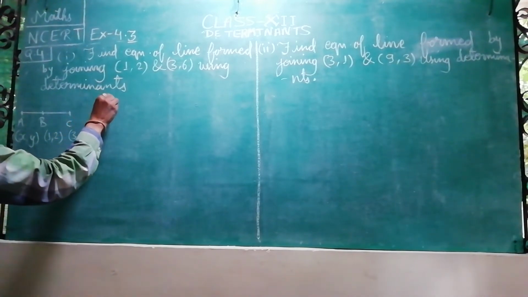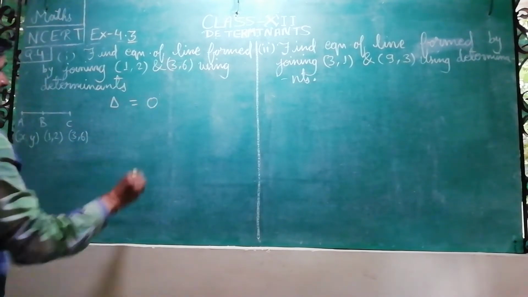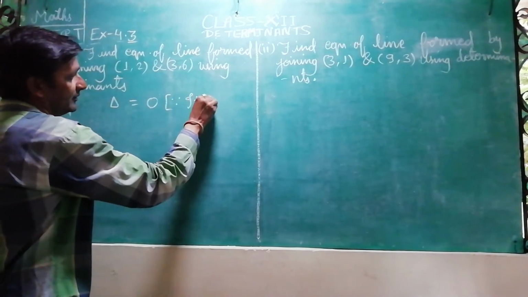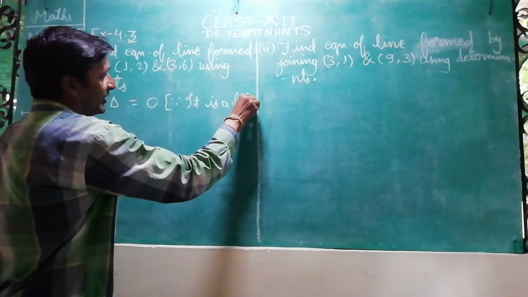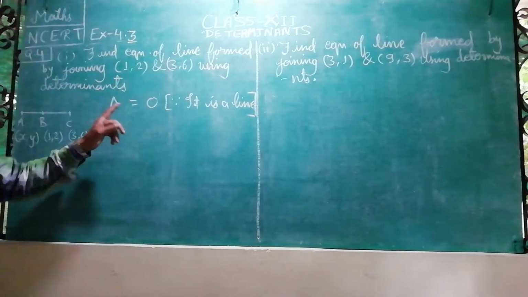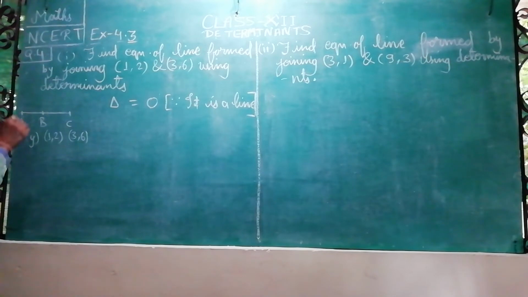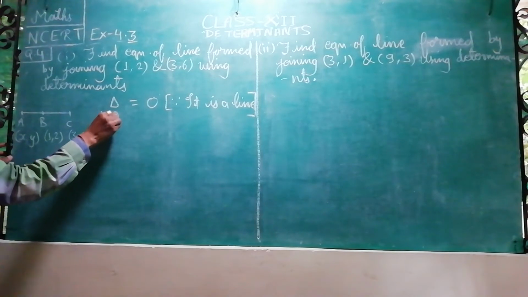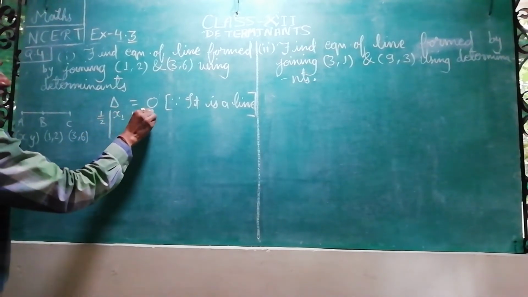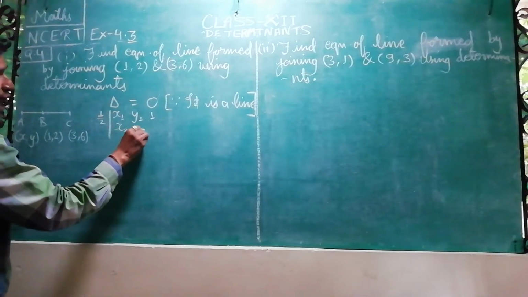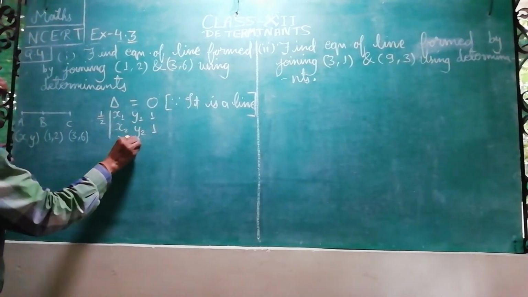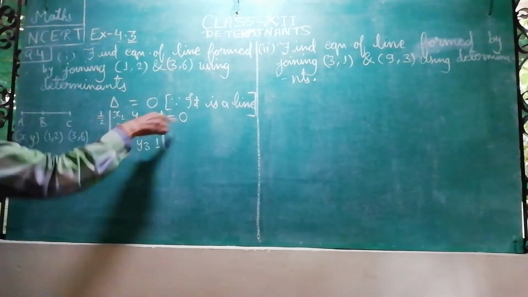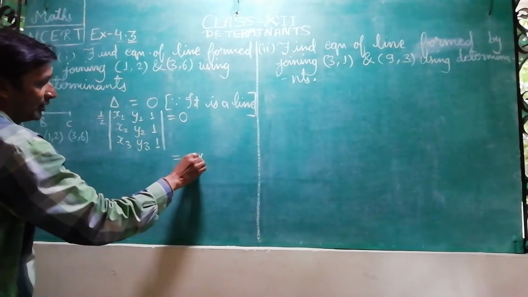So what will it become? The area of the triangle will become 0 here because it is a line. So we put the area of the triangle equal to 0, as it is a line. We apply the formula again: half times the determinant with rows x1 y1 1, x2 y2 1, and x3 y3 1, equal to 0. Now this 2 is multiplied on the RHS, so it becomes 0 into 2.